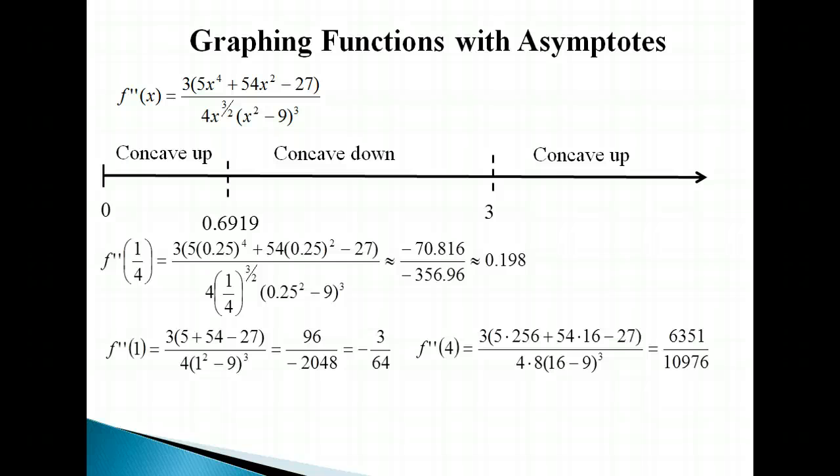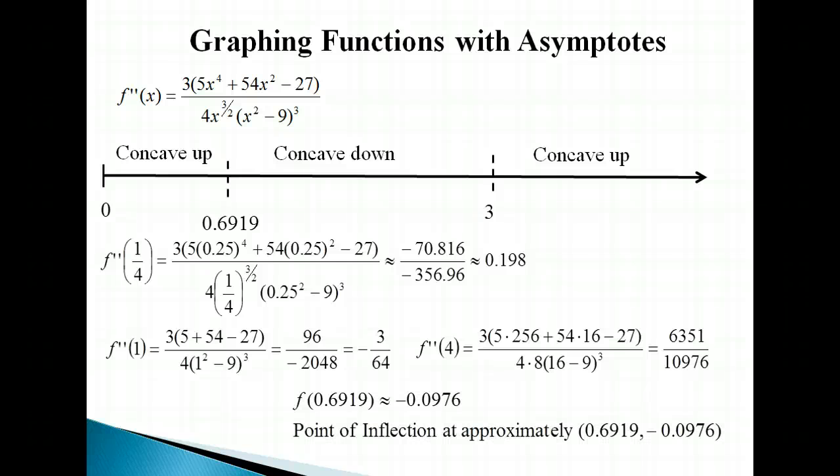Now at 3, we don't have an actual point on our graph, it's an asymptote, so there is no point of inflection there. But there is one at the 0.69, so we're going to go ahead and put the 0.69 into the f of x function and get an output value. So I have negative 0.0976 as the output there, so that's going to give me my point of inflection.